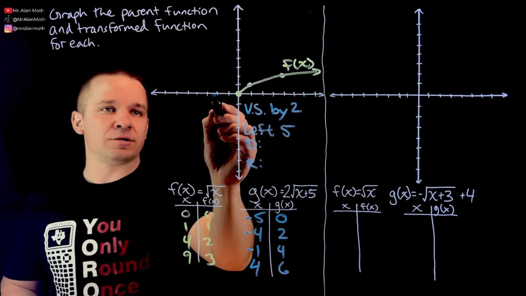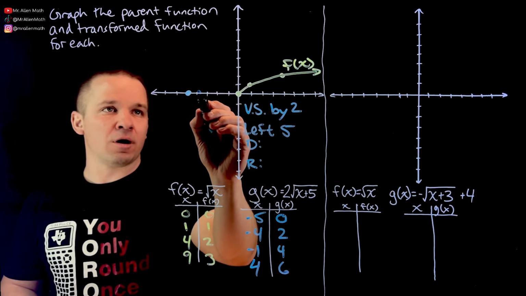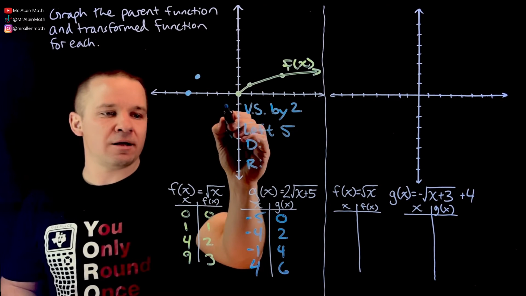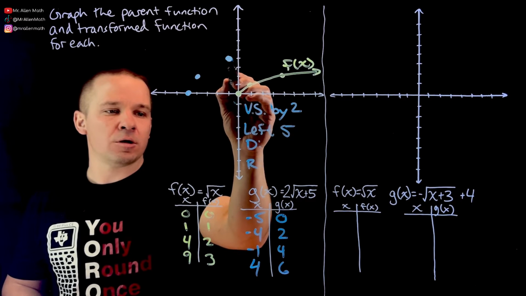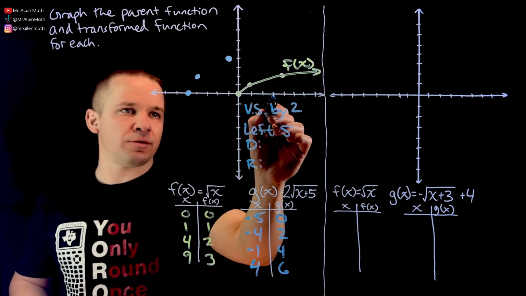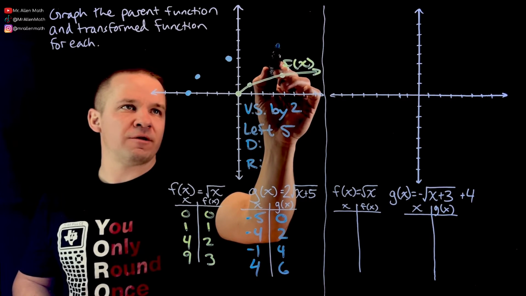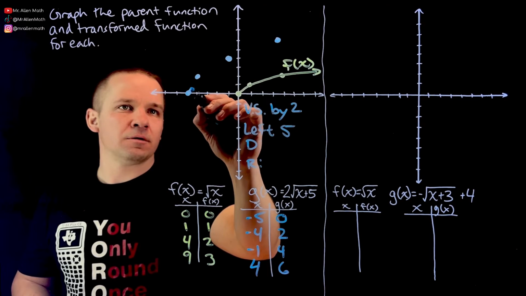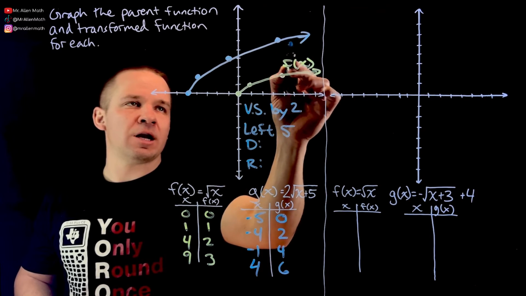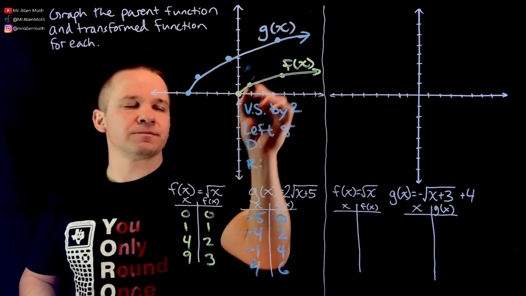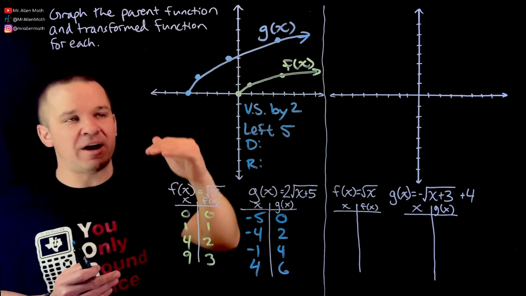So negative 5, 1, 2, 3, 4, 5, 0. Didn't move up at all. Negative 4, comma 2, going twice as high. Negative 1, comma 4, all the way up here. And then we've got 4, 1, 2, 3, 4, comma 6. So that's 4, 5, 6. Cool. Connect the dots. And now I've got g of x. Nice. Wonderful. So as you can see, it gets steeper, like it gets higher faster, right?